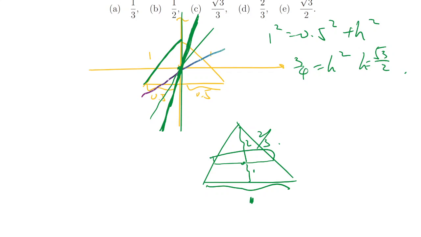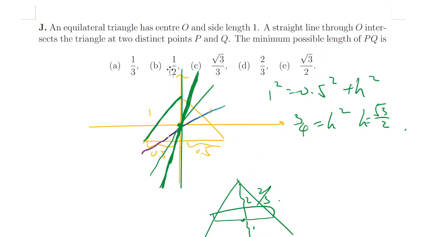So therefore, the shortest length would be achieved at 2/3 and nowhere else, because the length continuously decreases and then increases again. So there's a minimum, which is at 2/3, as shown just now. So therefore, the answer would be D.